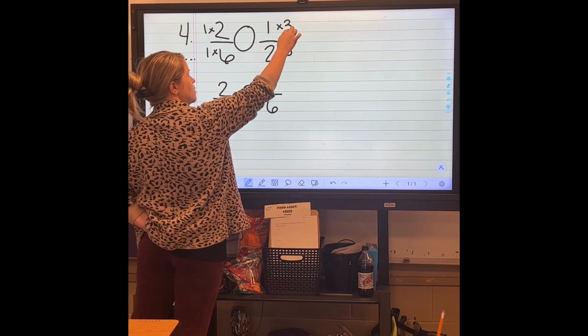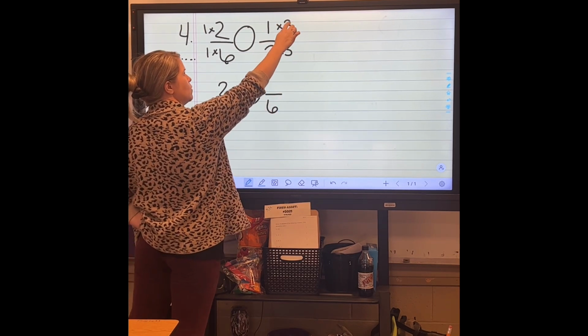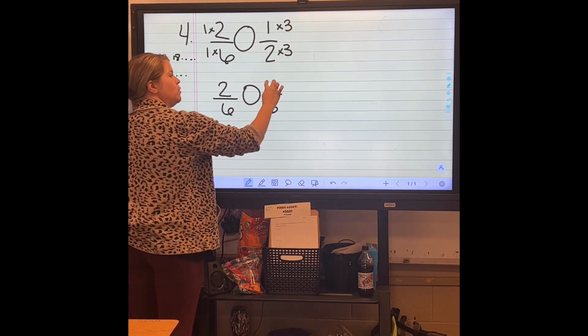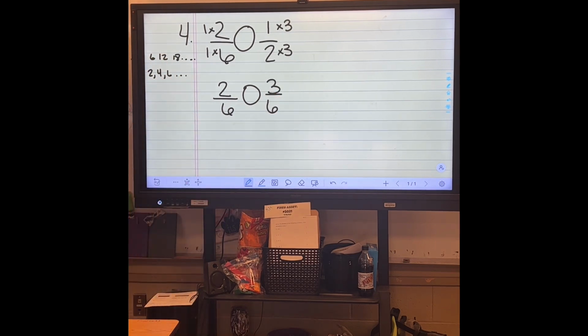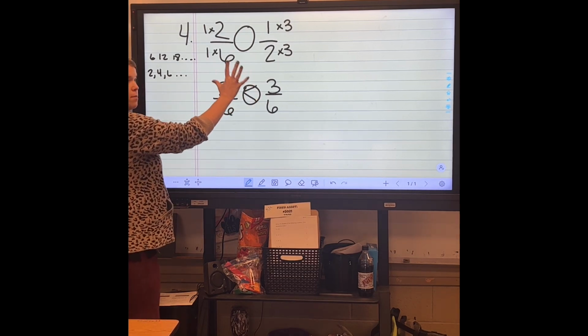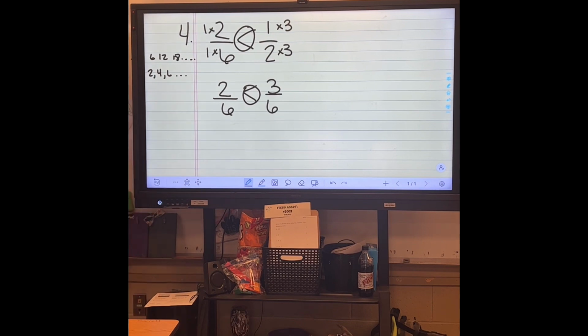2 times 3. Or 1 times 3. What is 1 times 3? 3. So my new numerator down here is a 3. Now, do I have like fractions? Yes. Now, is it easy peasy? Yes. So now, which one should it eat, the 2 or the 3? 3. And if you kept them lined up, that's your answer up top.